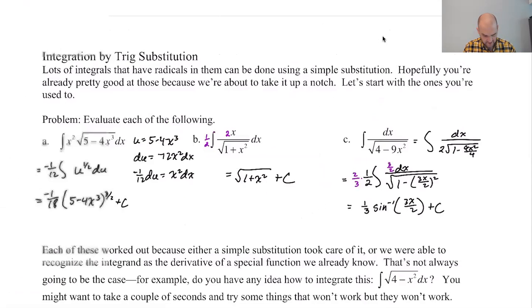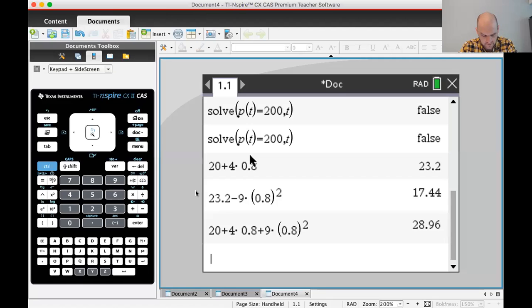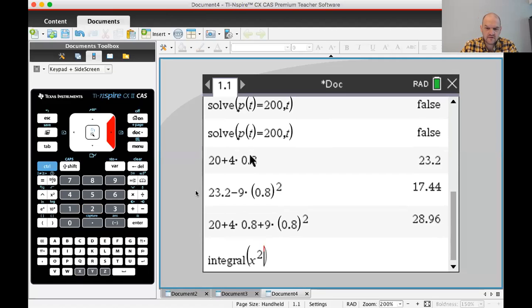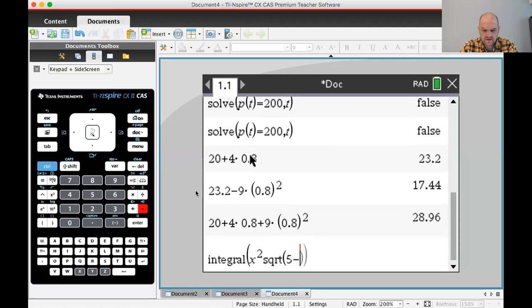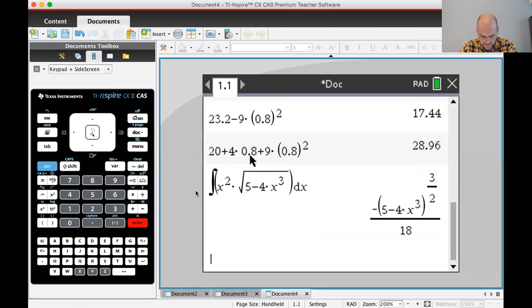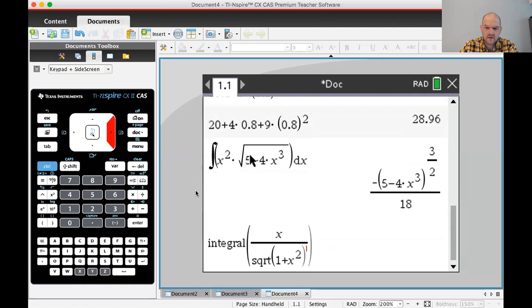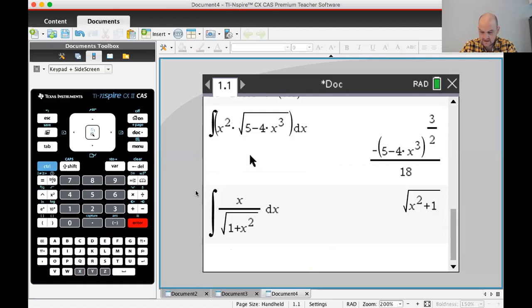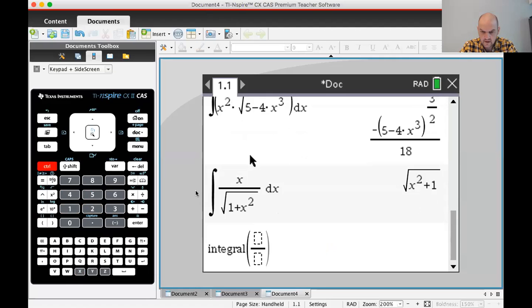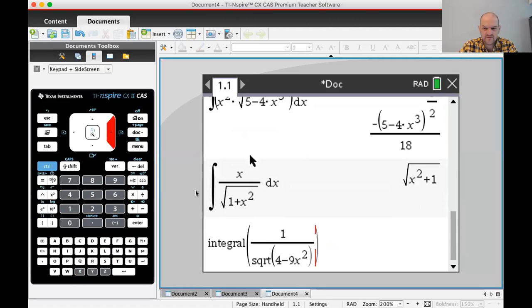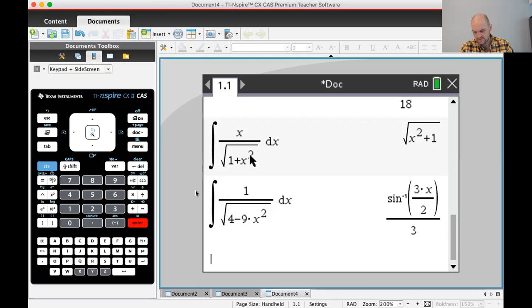Let's check these on a calculator because I'm feeling not super confident. If I get them wrong, I guess I'll be doing them again. Integral of x squared times the square root of 5 minus 4x cubed, comma x. Okay, got it. That was the one I was the least confident on, so maybe this went well. Integral of x over the square root of 1 plus x squared, comma x. Got it. And then the integral of 1 over the square root of 4 minus 9x squared. I always type integral, but you should definitely use the template. It's way faster. So we get this. All right, we got them all right.